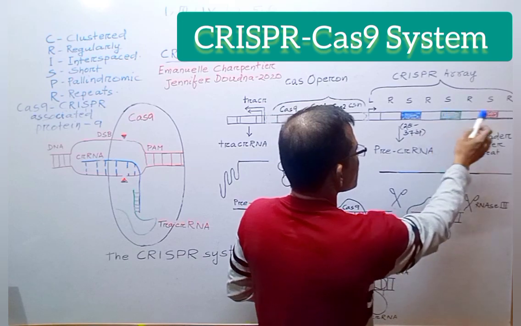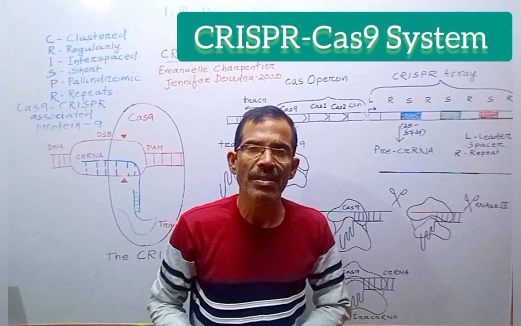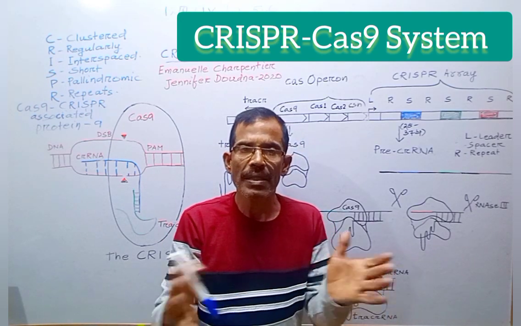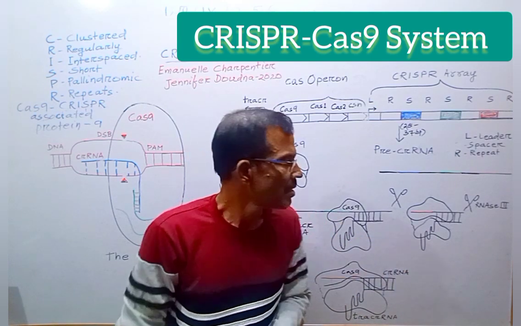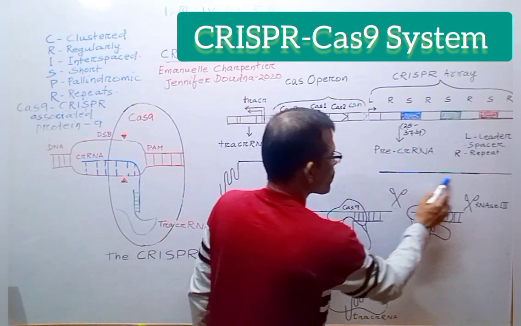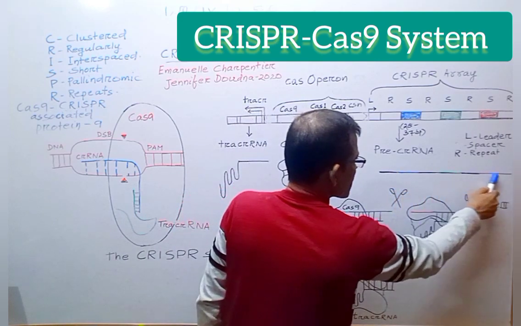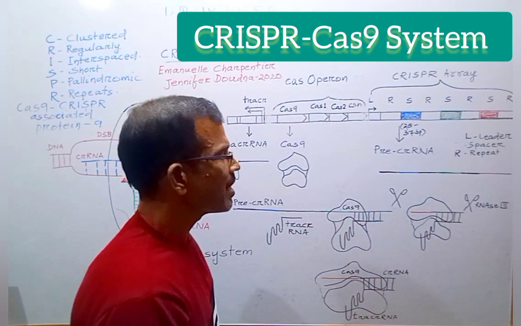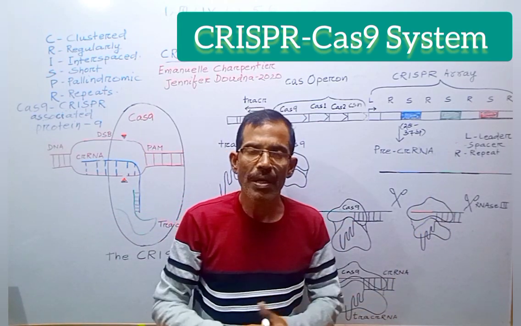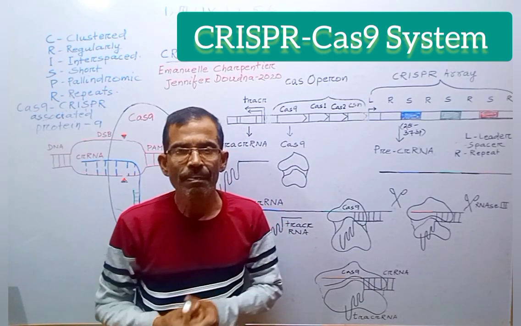These are the unique spaced sequences which are derived from the DNA fragments of bacteriophages which had previously infected the bacteria. Stage 2 is synthesis of a long primary CRISPR transcript. This is the primary CRISPR transcript which is synthesized from the CRISPR array. The mechanism to produce CRISPR RNA differs among CRISPR-Cas systems.